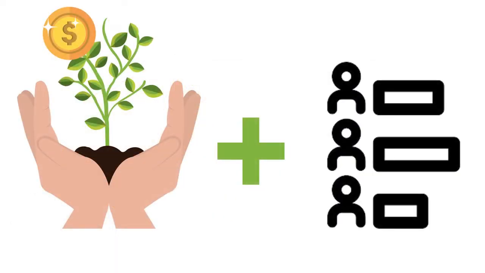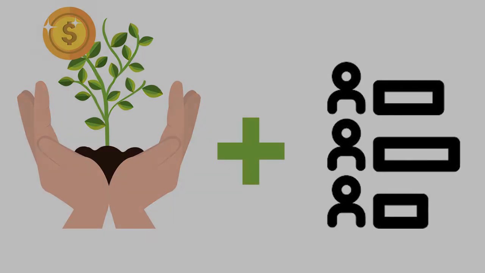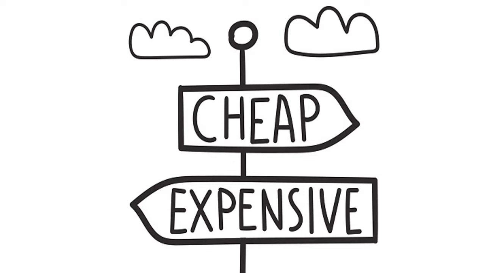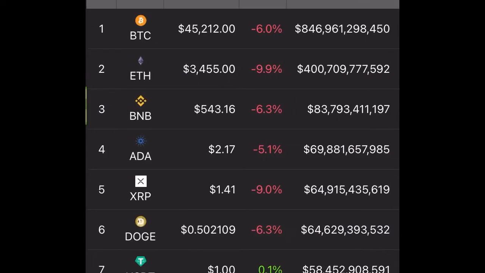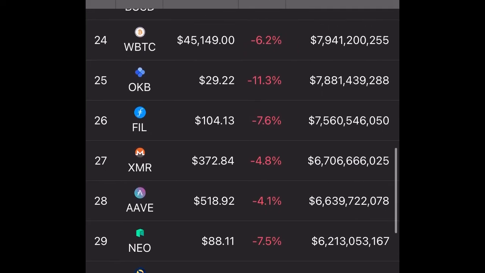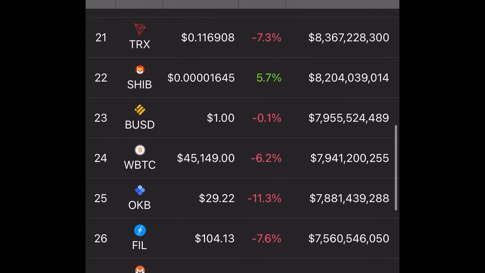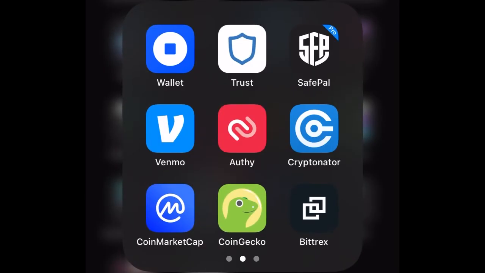Market cap alone indicates the health and popularity of a coin. It is not the same as showing how cheap or expensive a coin is. Remember, price means nothing if a coin is not popular or if people are not investing into it. The circulating supply, which means the money coming in and out of a coin each day, will change the market cap in real time.